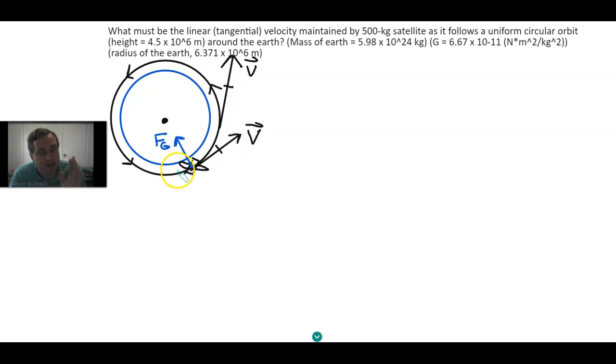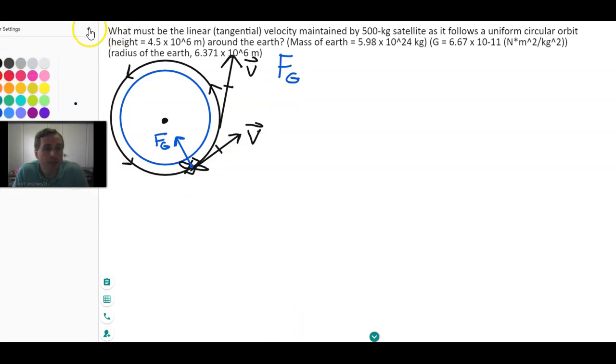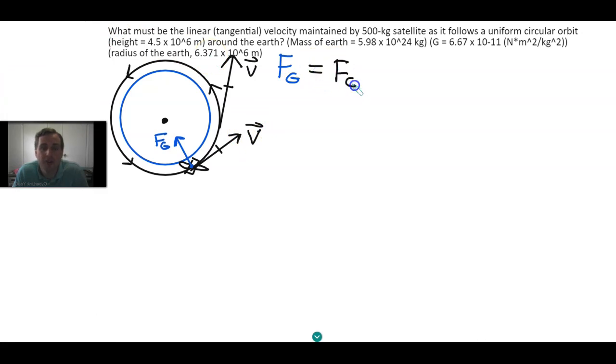That's because it's directionally accelerating this satellite. So because the satellite is directionally accelerating, the net force on it is a centripetal force. In fact, the gravity force equals the net force, which is going to be the centripetal force. So we can say the following: the gravity force should exactly equal the centripetal force, which has to do with this velocity. So that's going to be the centripetal force.